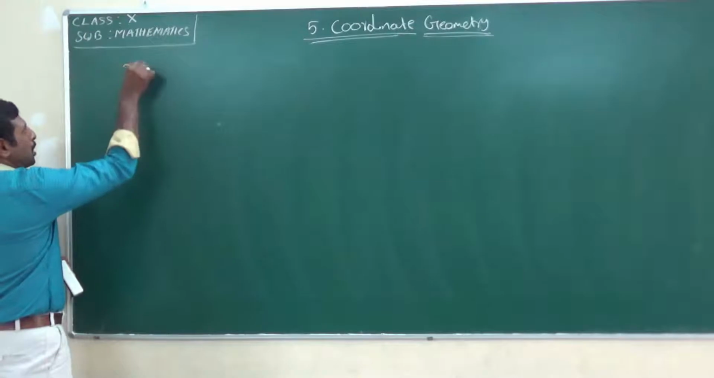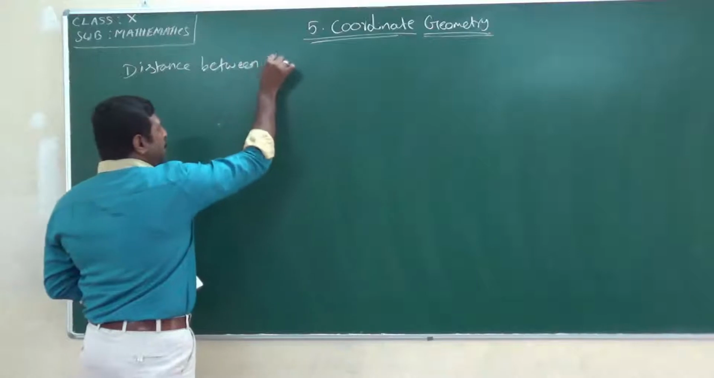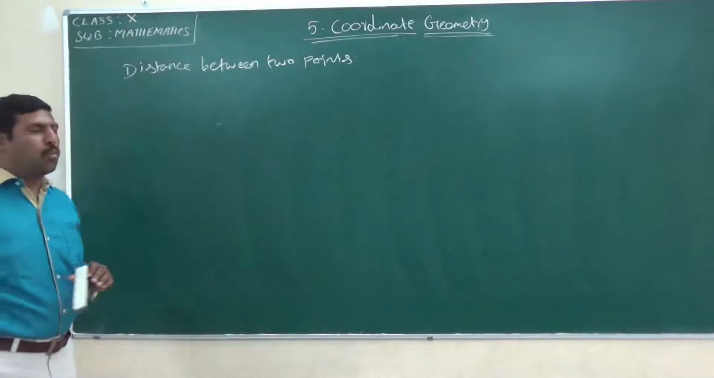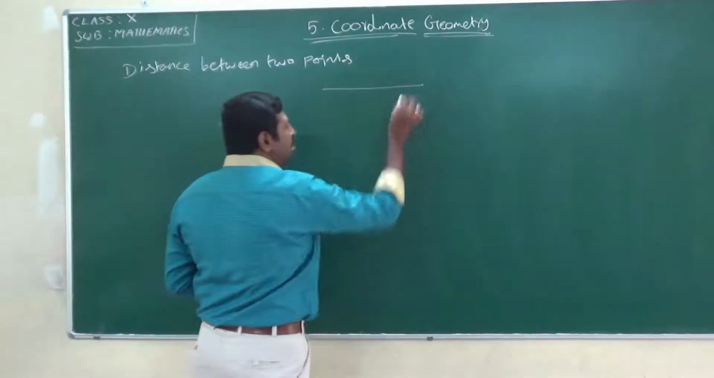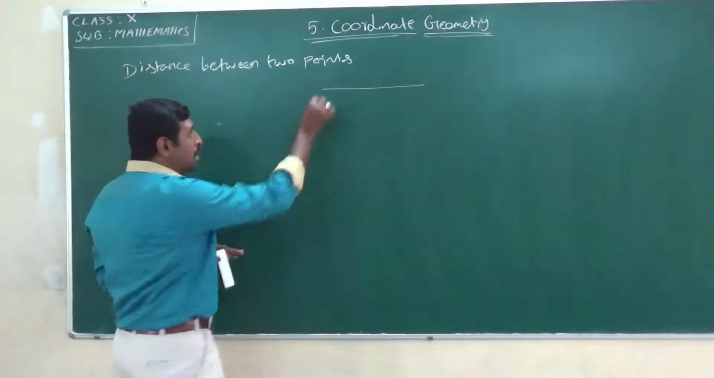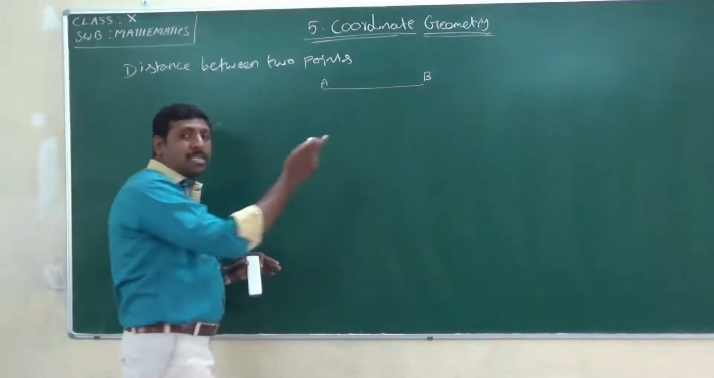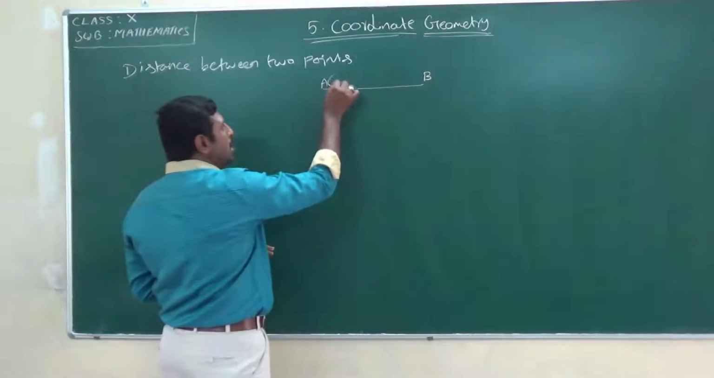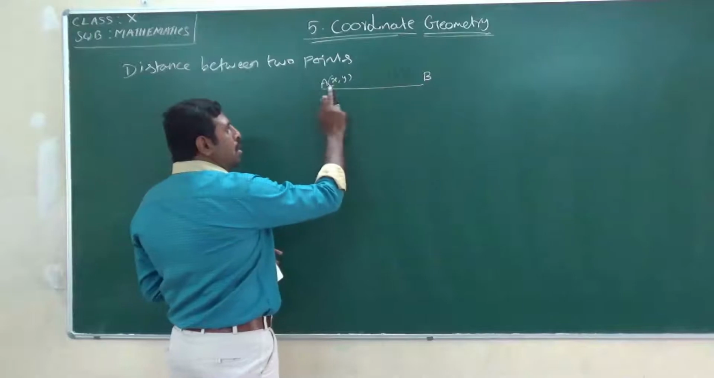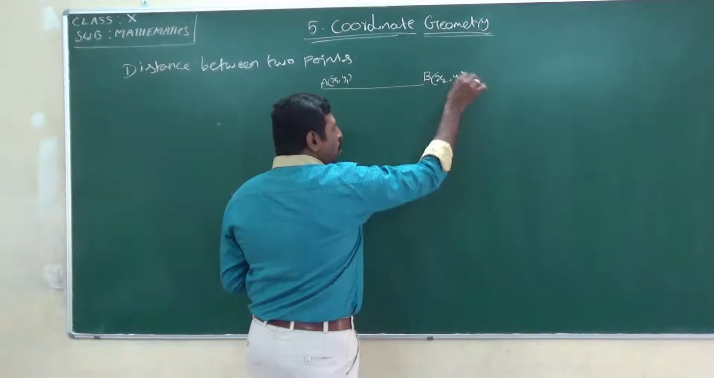The distance between the two points. See, the distance between two points means, if a line is given, we can measure the line and then say what the length of the line is. Here two points are given, A and B, as coordinate points. Coordinate point means X and Y, right? So here we have two points. The first point we take as x1, y1 and the second point as x2, y2.